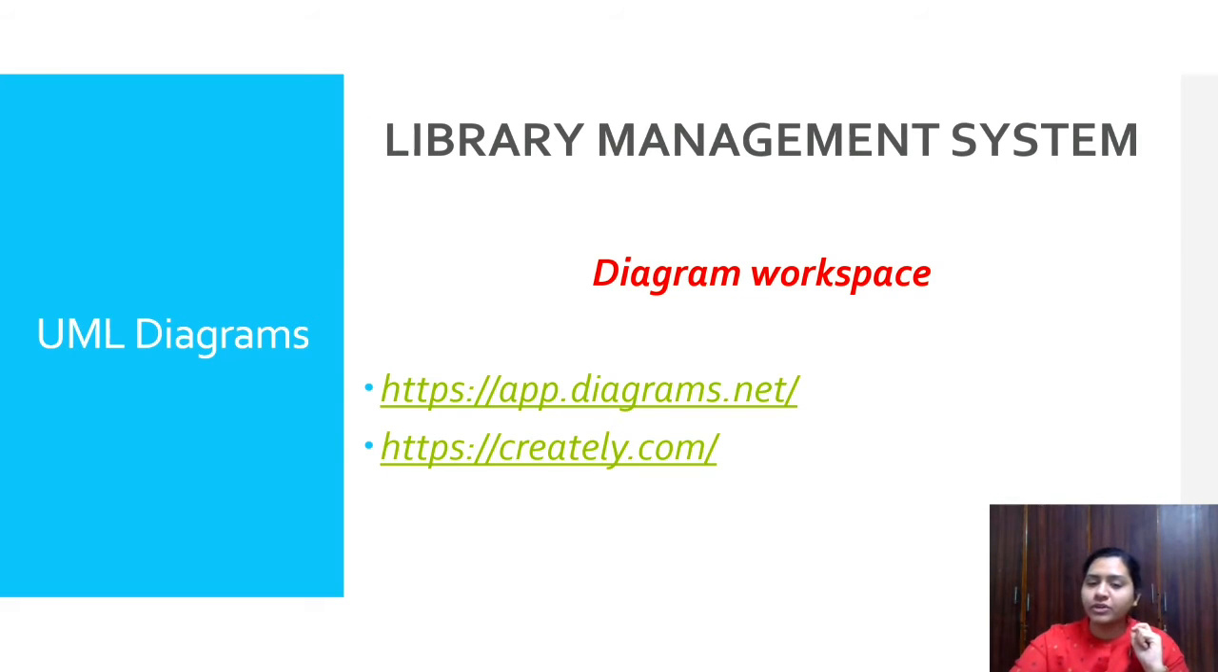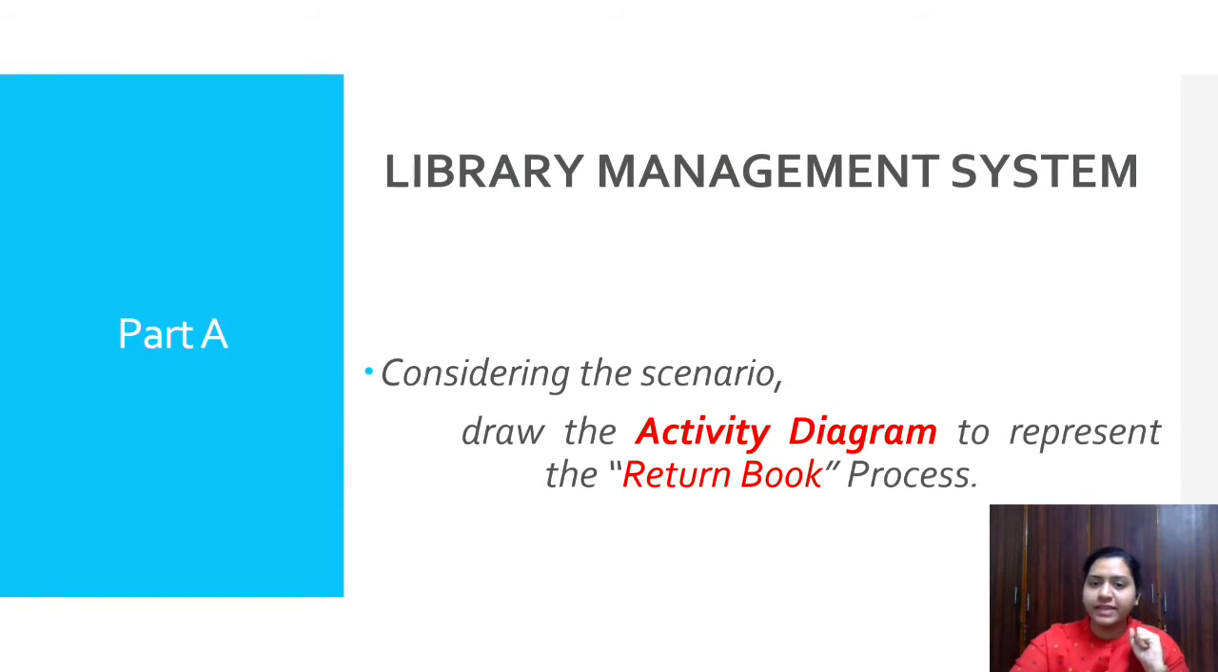So we are going to draw the diagram in the workspaces. I have given you the links of two workspaces. The first one is draw.io, app.diagrams. It is just draw.io; you can click on it and find the workspace there, or else you can use Creately. Both of these workspaces will welcome the diagram which we draw. So the activity diagram is the first process which you are going to imagine, think and ideate, and draw. That is the returning the book process.